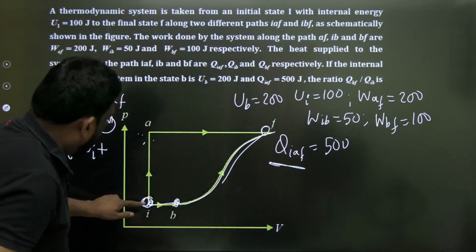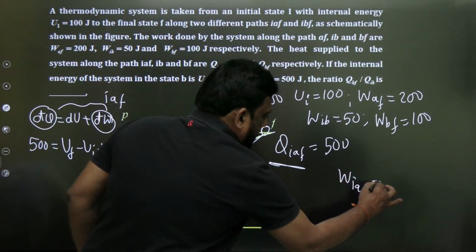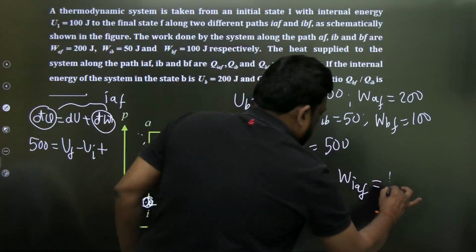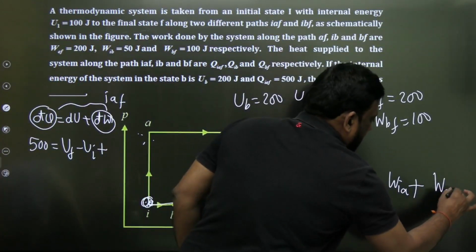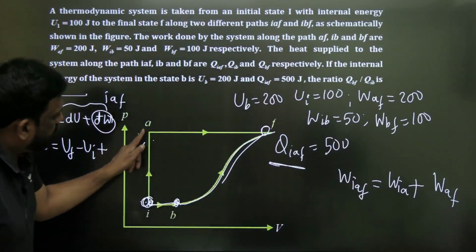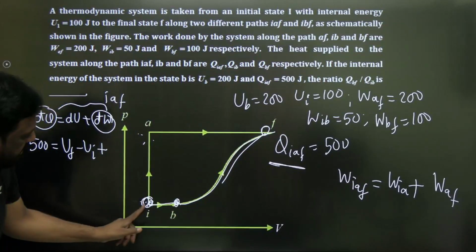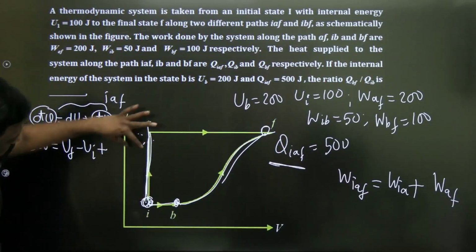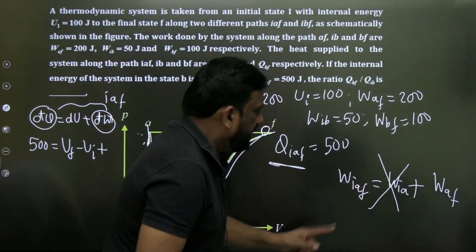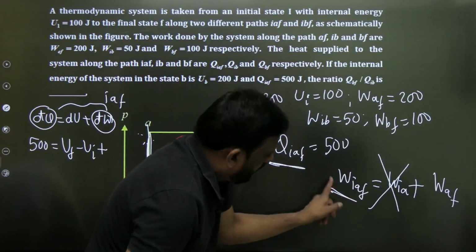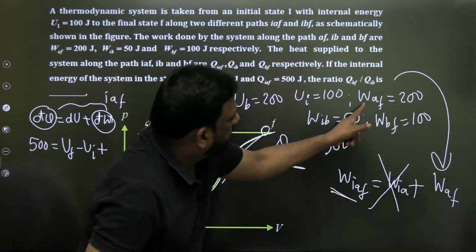Please listen carefully. Work in IAF can be written as work in IA plus work in AF. I repeat, work in IA plus work in AF. Actually, this is a PV diagram, and IA is a constant volume process. For constant volume, work is 0. So whatever the work in IAF is, it is AF only. Already the AF work is given.